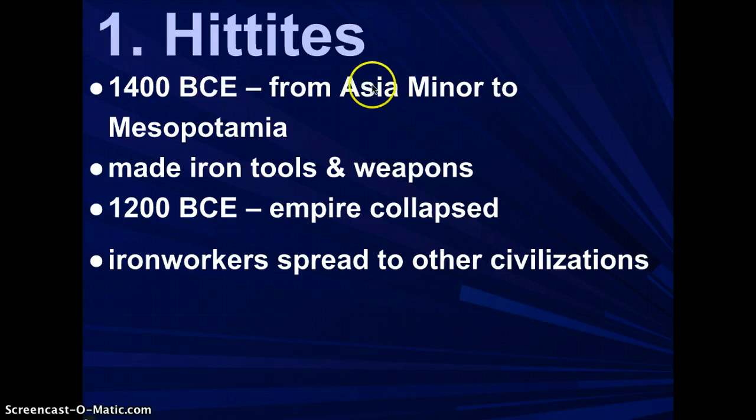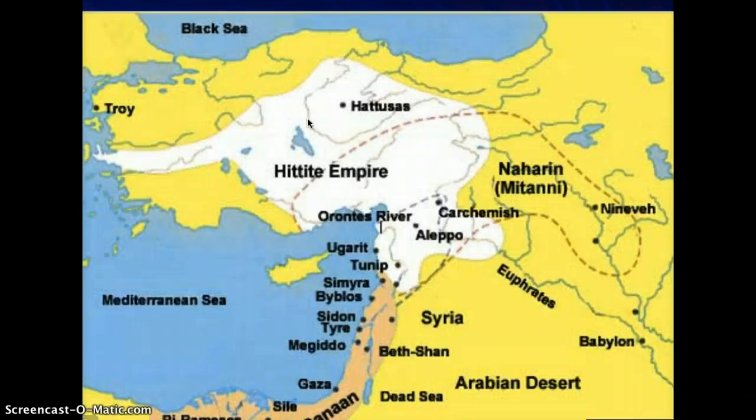They come from Asia Minor, which is Turkey, all the way to the edge of Mesopotamia, and you can see that here. Here is where they're coming from, or where they're starting, and here is the Tigris, and here is the Euphrates, and of course this area right here is the Fertile Crescent.